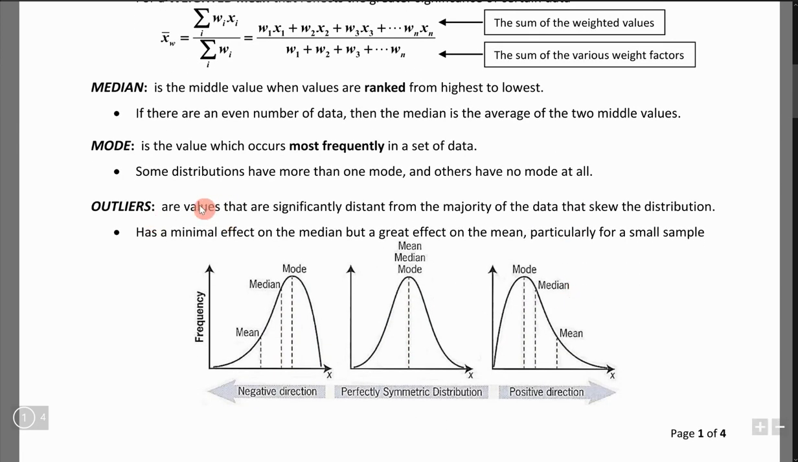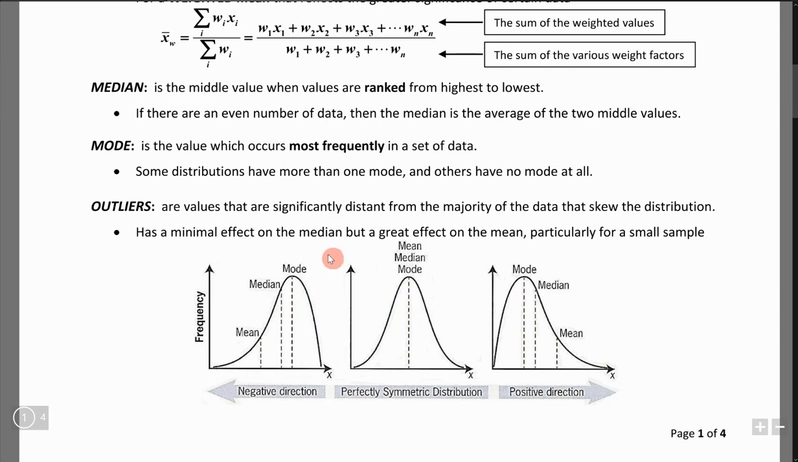Outliers are values that are significantly distant from the majority of the data, some that skew the distribution. If you have, let's say, a series of marks in a class, most students would maybe score around whatever the average is, maybe a high 60 or low 70, but there might be some students who don't show up to class and have a very, very low mark. Those would be outliers. In a perfectly symmetric distribution, the mean, median, and mode would be around the same value, and everyone else's marks would be around that.